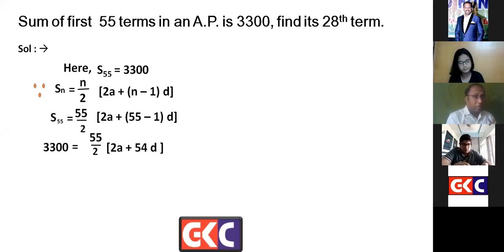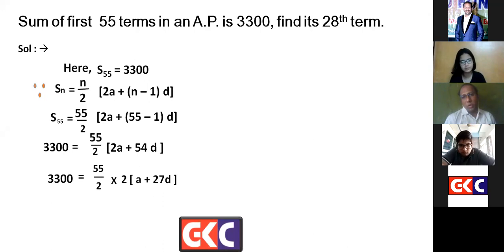Now the thing is, can I cut 2 or can I cut 2 and 54? The answer is no. Why not? Because of that plus sign which you can see over there in between. Inside the bracket, there is a plus sign. So what I'll do is, one thing I can simplify is 55 and 2. The other thing I'll prefer doing is, 2a and 54d are both even numbers. I can take 2 common. The other three things, that is 3300, 55 and 2, are as they are. I'm taking 2 common. So see what is left.